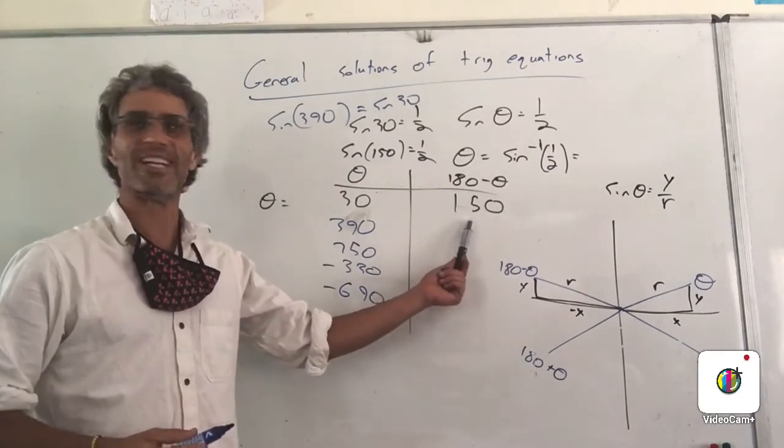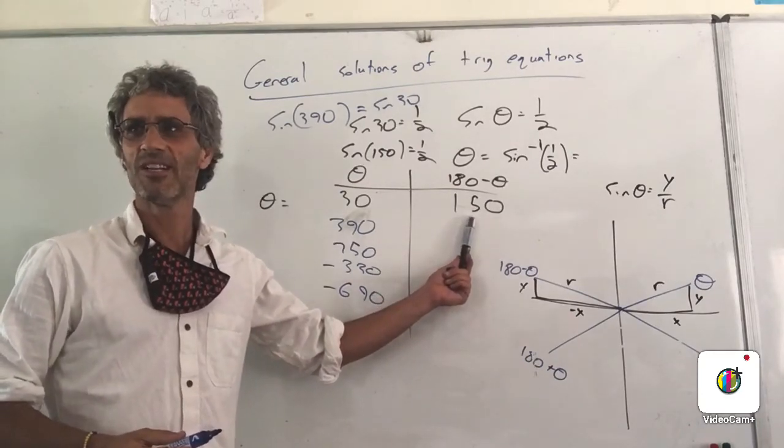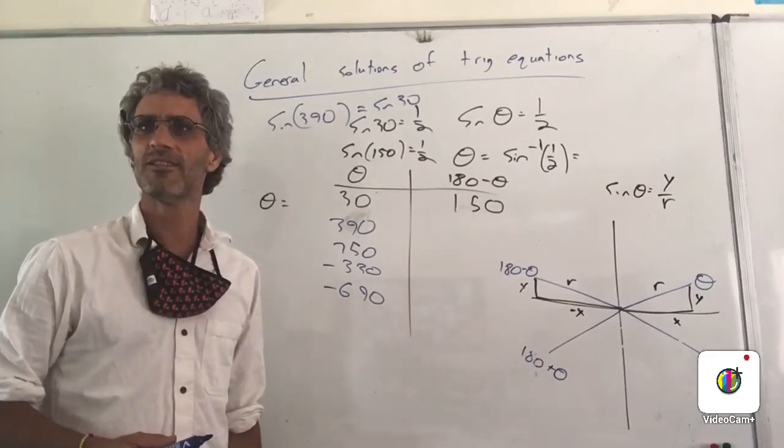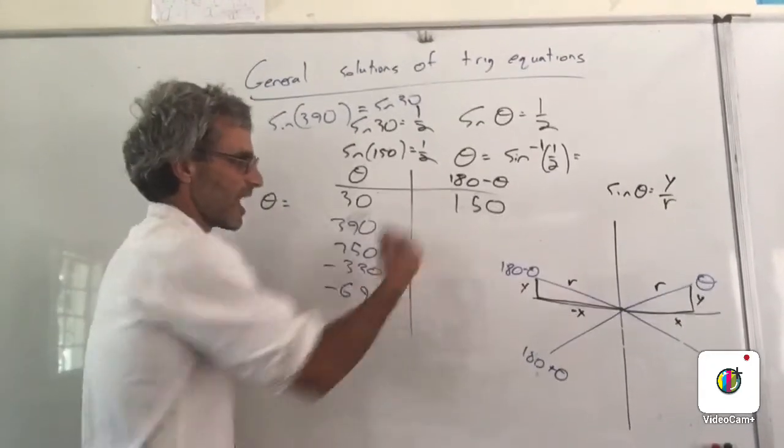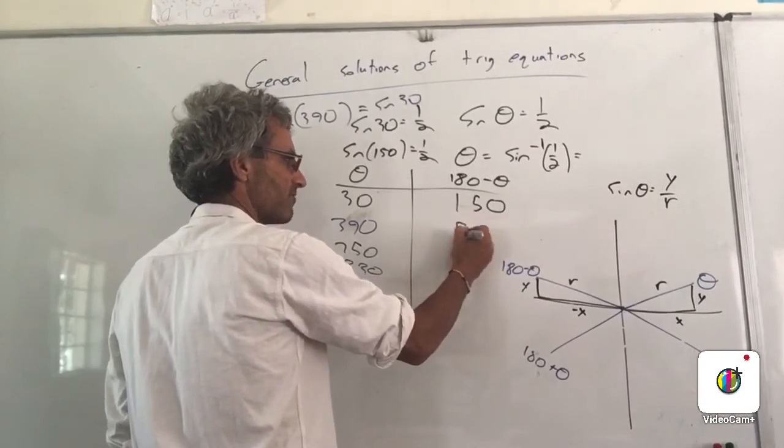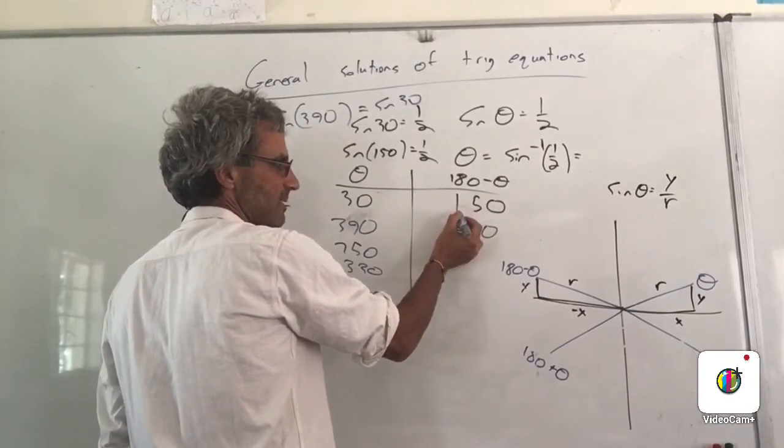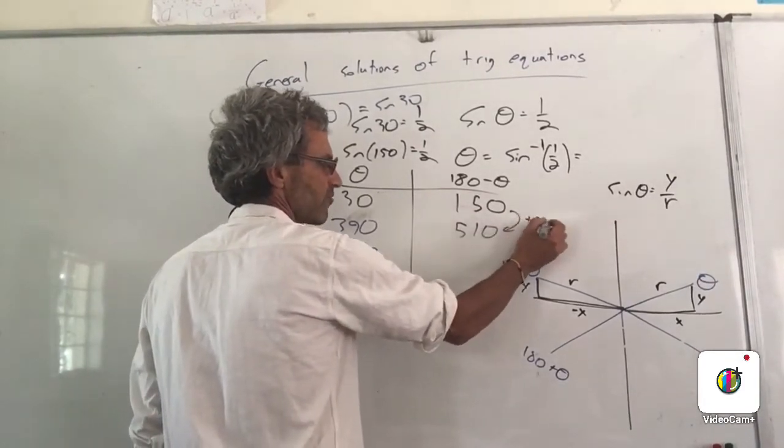What about these guys? I can do the same thing for that. So what can I add to 150? I can add another 360, right? Which is 510. Right, if I'm adding 360 to that, from here to here, I'm adding 360.